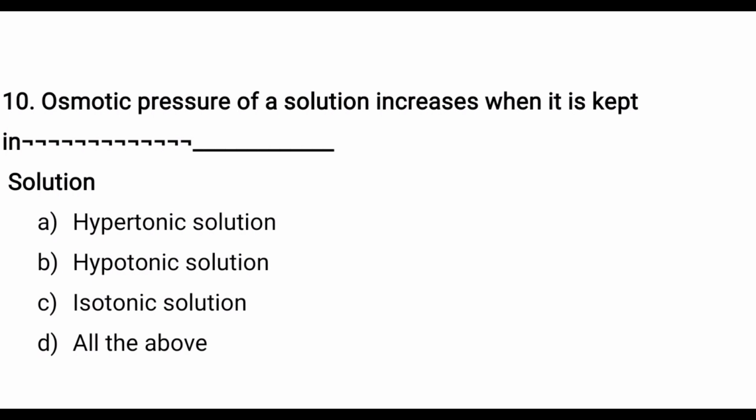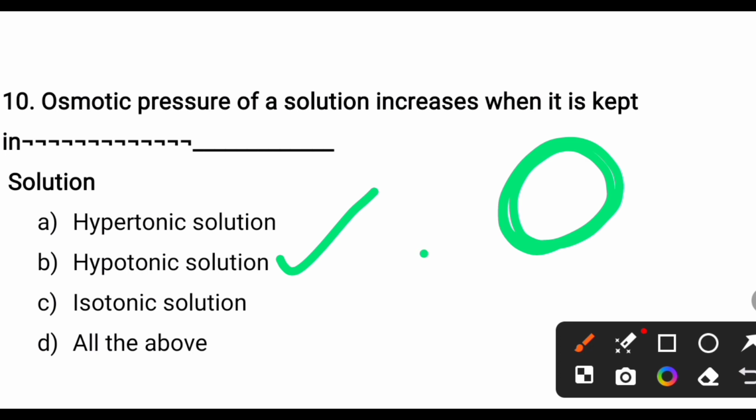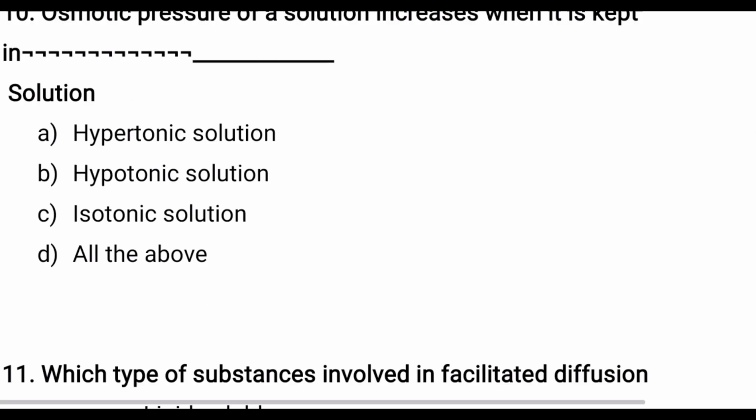Osmotic pressure of a solution increases when it is kept in. So here the correct answer is hypotonic solution. When the plant cell is kept in a lower concentrated solution, what happens? Endosmosis occurs, the cell becomes turgid, then the solution's osmotic pressure increases when it is placed in a hypotonic solution, nothing but a low concentrated solution. Then it causes osmotic pressure inside the cell. Okay, let's see the next question.